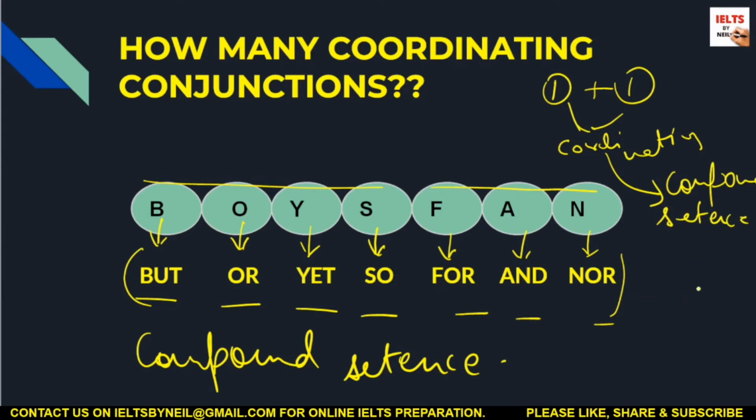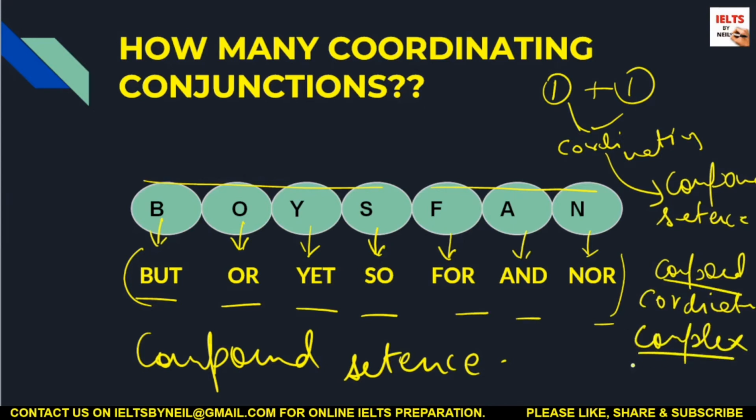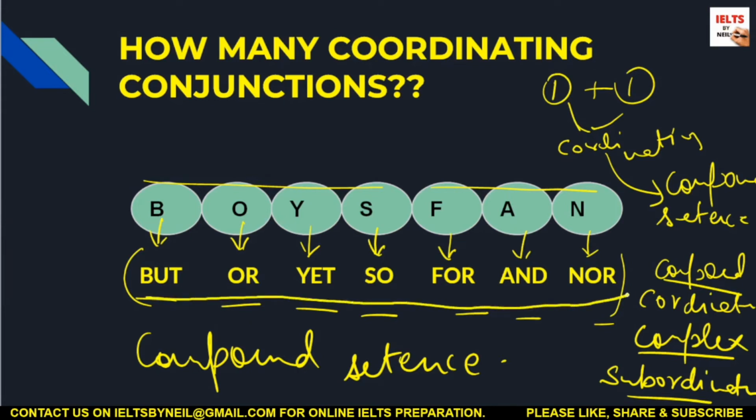Please be clear, I'm repeating this again. A compound sentence will have a coordinating conjunction, and a complex sentence will have a subordinating conjunction. These words, coordinating and subordinating, are nothing, just the special names given to the words, okay? So do not get confused. I'm very sure that you must have been using all these words before, but it's just that you did not know that they are called coordinating conjunctions, okay?